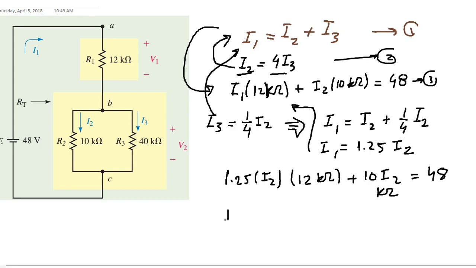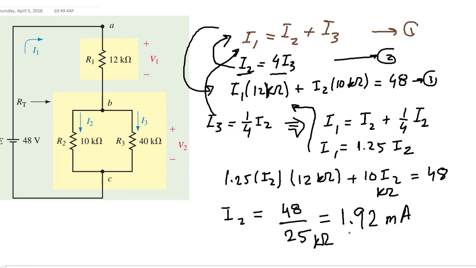So I2 would be 48 divided by 25, and that equals 1.92 milliampere, because this is kilo ohm. Don't forget that. Okay, so we found I2. Now we substitute here, and we substitute here, and we get I3 and I1.